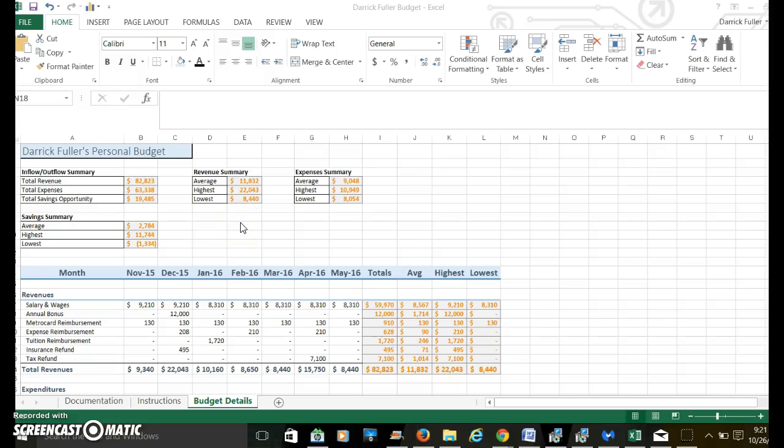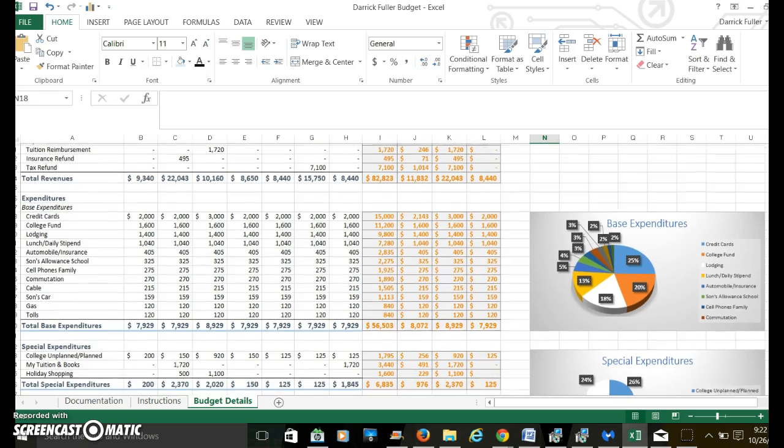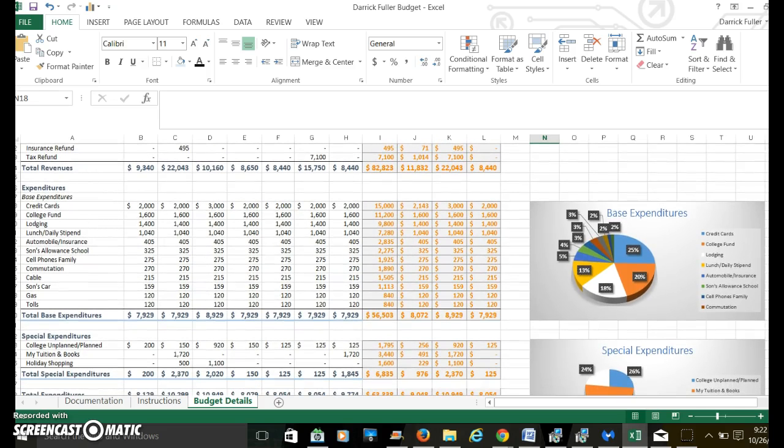Good evening, class. Once again, we're back to Derek Fuller's personal budget. As you see here on the screen, here's the summary of my revenues and expenses and my savings opportunity. Here are my averages, highs, and lows for revenue, expenses, and my savings summary. And again, you see my revenues, base expenditures, and special expenditures by month.